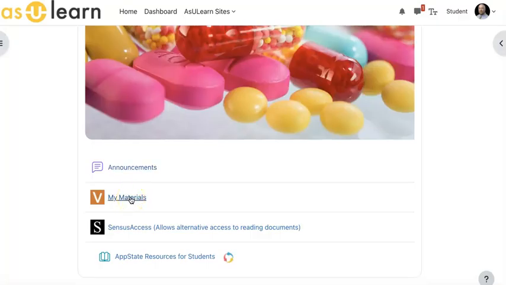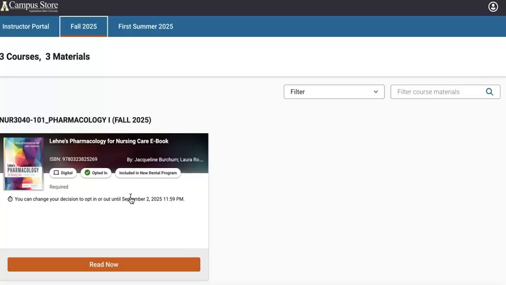The My Materials tab will take us to the textbook that is set up for this course. As you can see here, it is Lehne's Pharmacology for Nursing Care, and this is an ebook for you. You can access this book with the Read Now, and you'll be able to go read whatever parts of the book that I have assigned. So it's going to be really important for you to read all of the chapters that I've assigned.